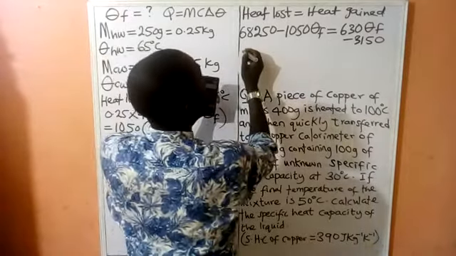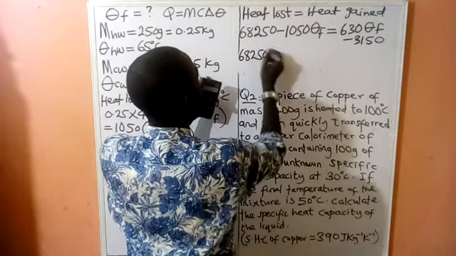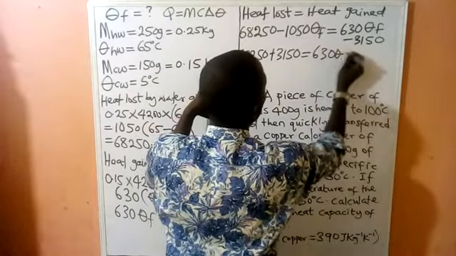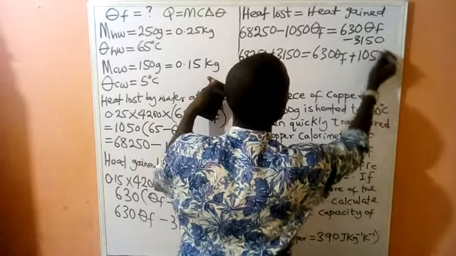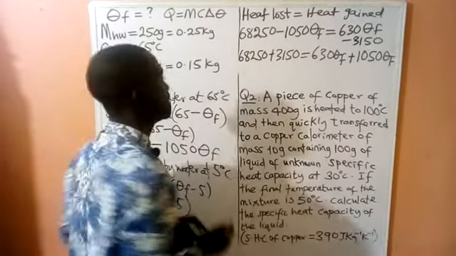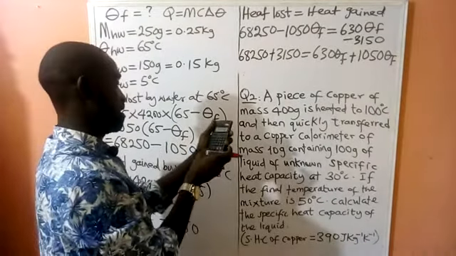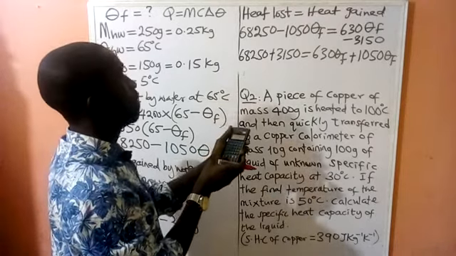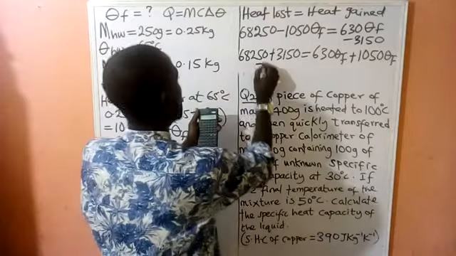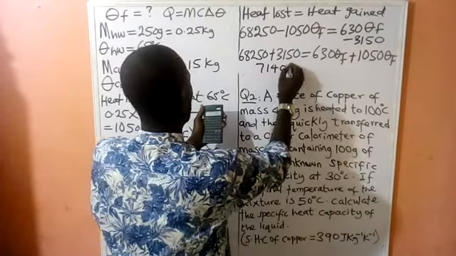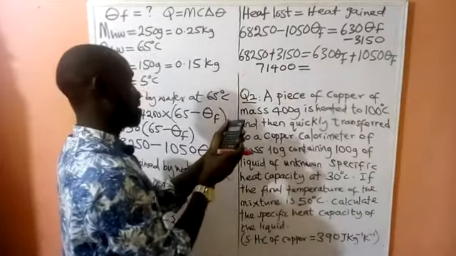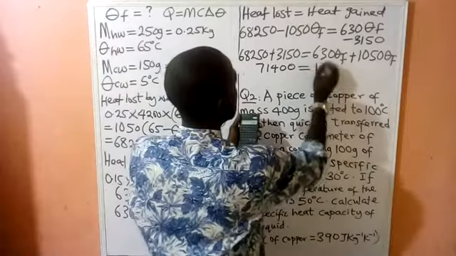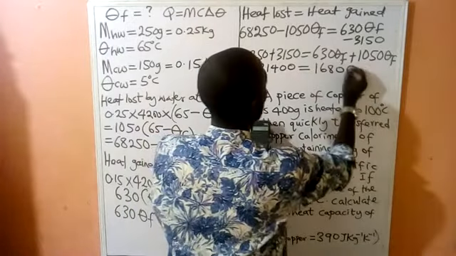So we will now have 68250 plus 3150 equals 630 theta F plus 1050 theta F. So what's the next thing? 68250 plus 3150 will give us 71400 equals 630 plus 1050, that will give us 1680 theta F.